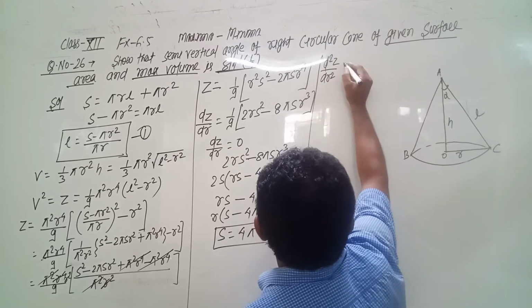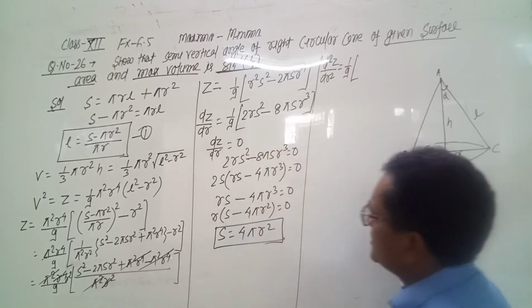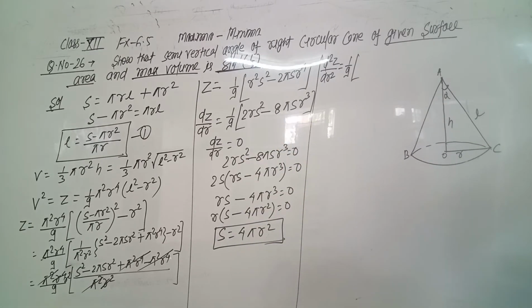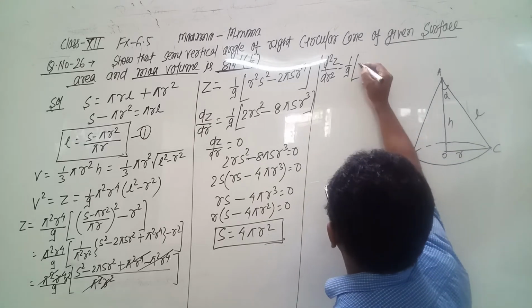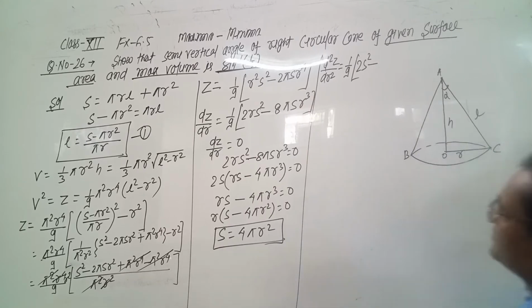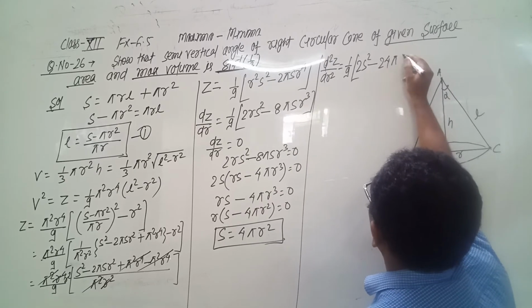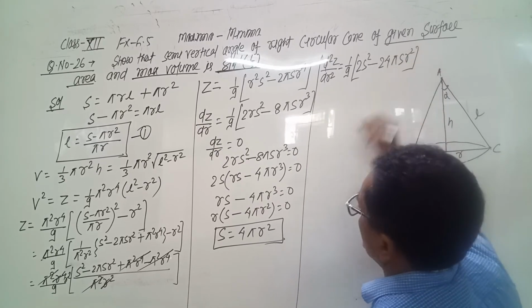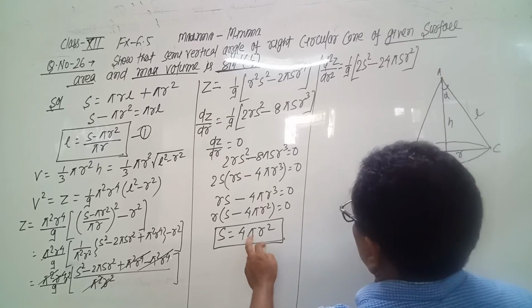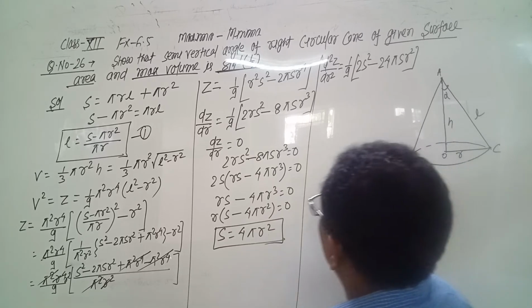d²z by dr² is 1 by 9, and the differentiation of r is 1. So it comes 2s² minus the differentiation of r³, which is 3r², 3 into 8, 24 pi s r². And the value of s is 4 pi r².